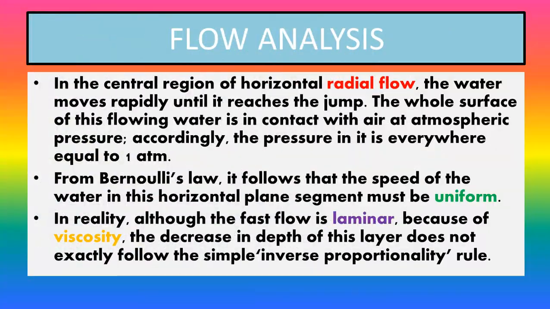So first we will do the flow analysis. What is the flow analysis? In the central region of the horizontal radial flow, as I told you, I'll just tell you the summary. The water on the surface of the disk, the thin layer on the surface of the disk, is in contact with the air. So the air is exerting an atmospheric pressure, and the force on that is the atmospheric pressure multiplied by the area of the upper face of the disk.